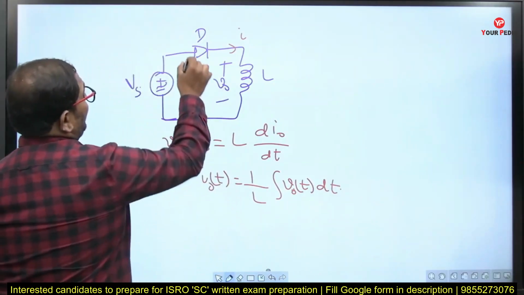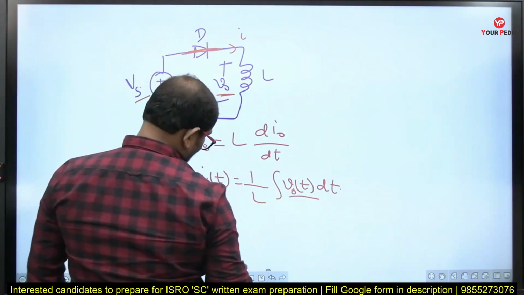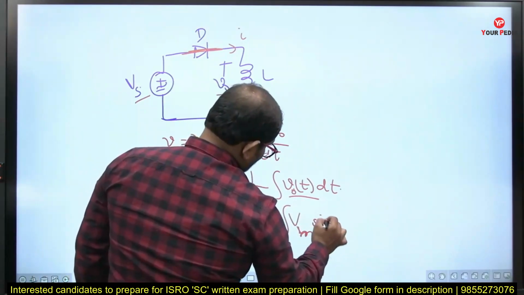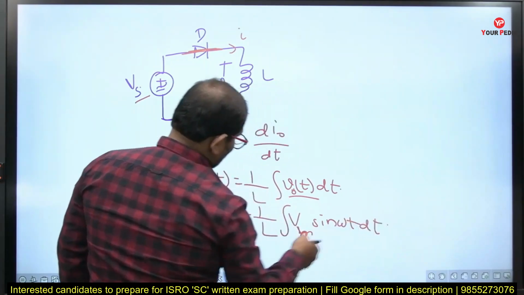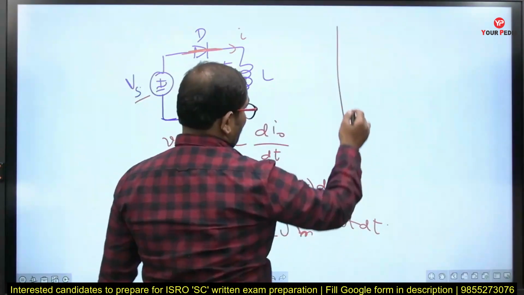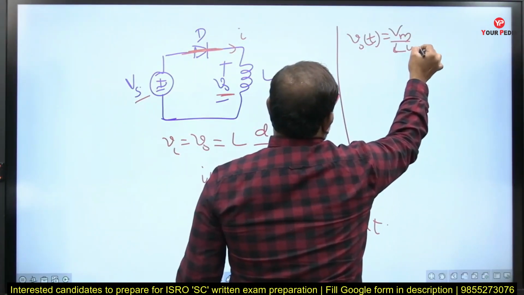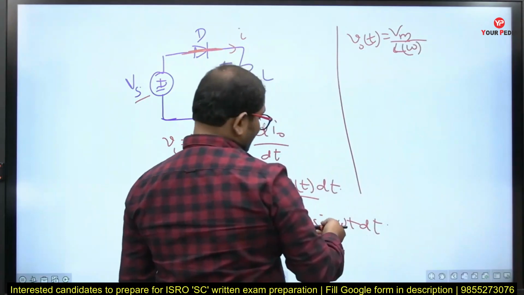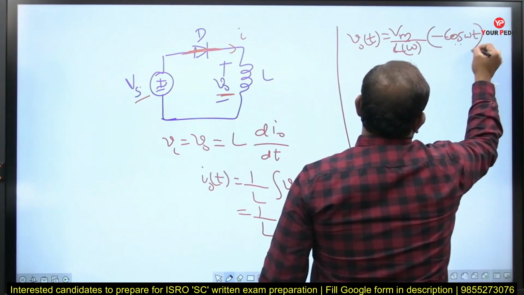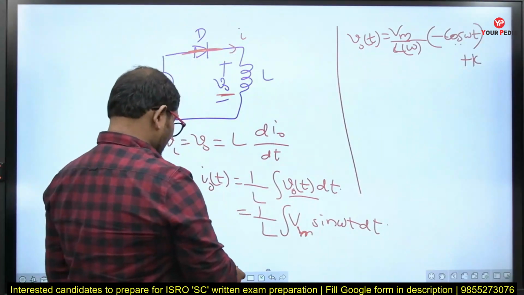When the diode is in the on state, what happens to the voltage across the output? It is the same as your supply voltage. So your output voltage is the same as the supply voltage, Vm sin omega t dt. So what will you get? If you derive this expression, i0(t) equals Vm by omega L times the integration of sine, which gives minus cos omega t, plus some constant k because of the integral constant. So how will you get the value of this constant?